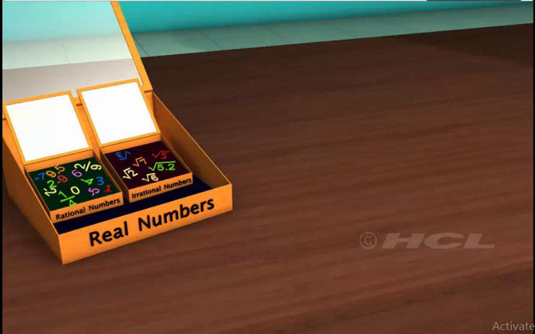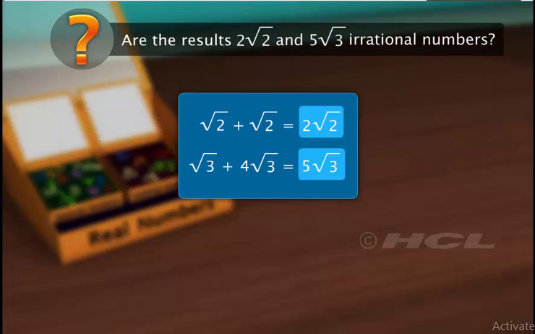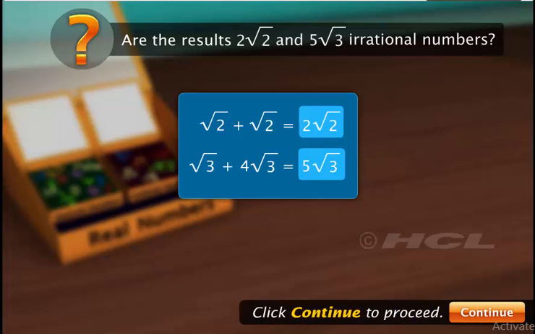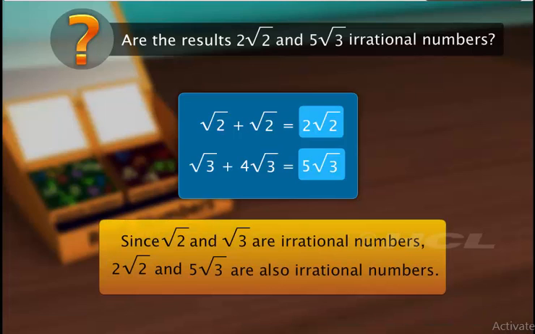First, let's see how to add two irrational numbers. For example, square root of 2 plus square root of 2 is 2 times square root of 2. And square root of 3 plus 4 times square root of 3 is equal to 5 times square root of 3. Now, are the results 2 root 2 and 5 root 3 irrational numbers? Since the square root of 2 and square root of 3 are irrational numbers, 2 root 2 and 5 root 3 are also irrational numbers.